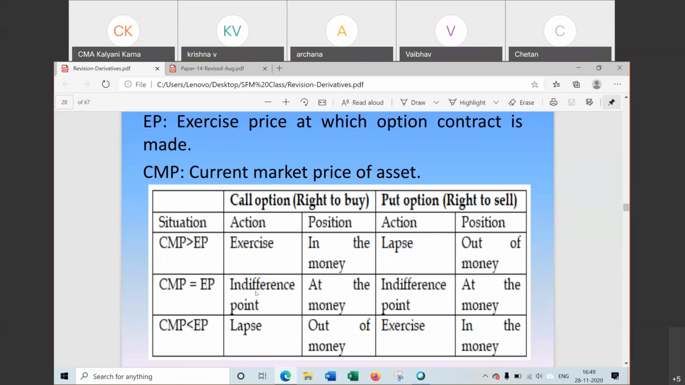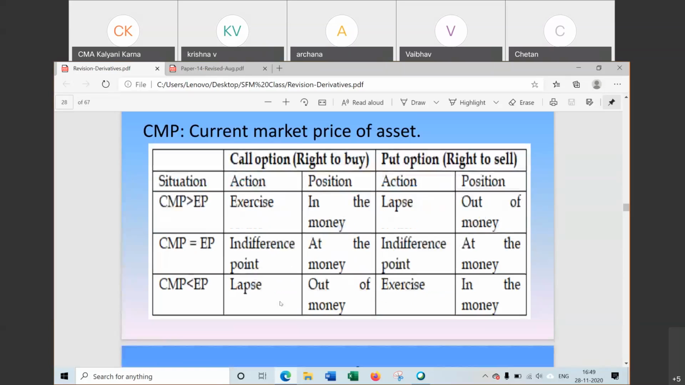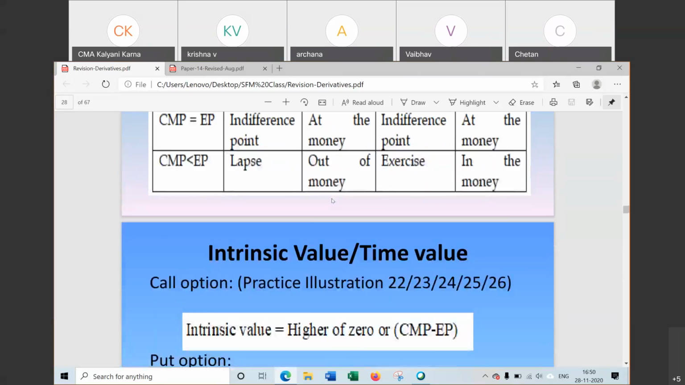When CMP is equal to EP, it is the indifference point or at the money situation. When CMP is lesser than EP, the contract will lapse, that is out of the money. So questions are based on this one: find out what will be the position or what is the action taken by the option buyer.